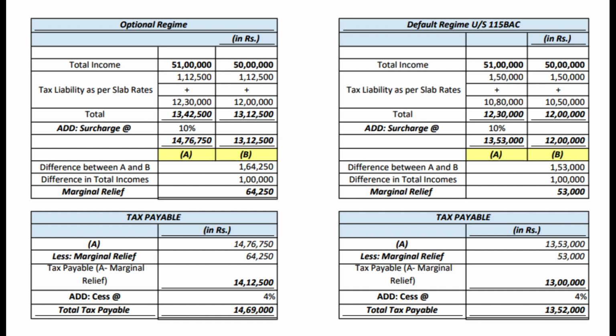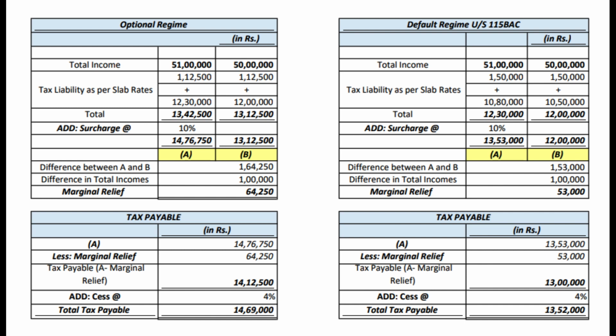provided to the assessee. Now, the assessee is about to pay tax of rupees 14,76,750. But since he can claim the marginal relief of rupees 64,250, we are deducting such amount from his tax liability. The tax payable will be settled down at the amount of rupees 14,12,500. To this amount, we are adding 4% cess. So the total tax payable will be 14,69,000. The total tax payable, the final answer, is rupees 14,69,000.